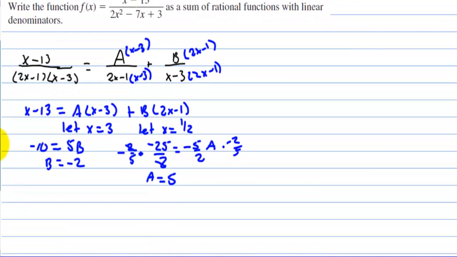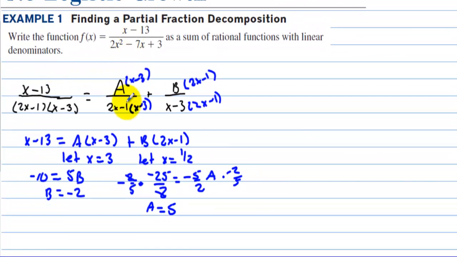Well, now we're saying that the original problem is now turned into 5 over 2x minus 1, and then minus 2 over x minus 3.